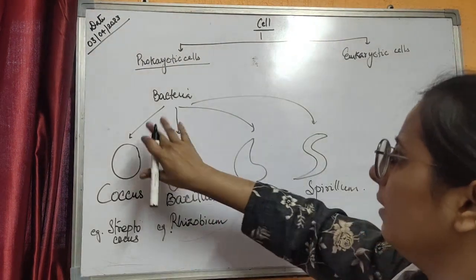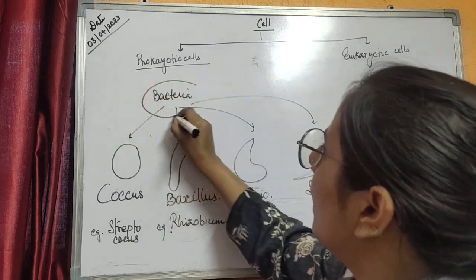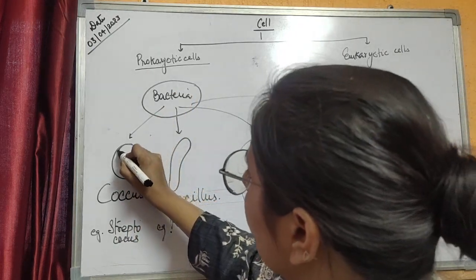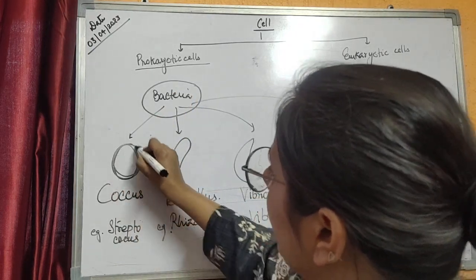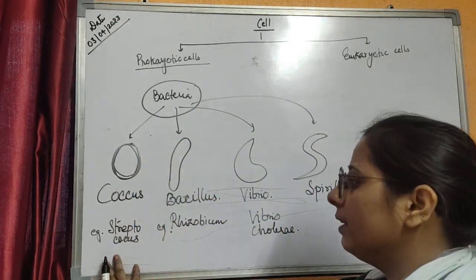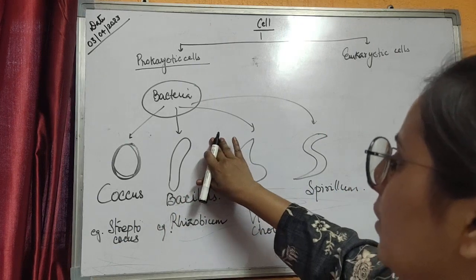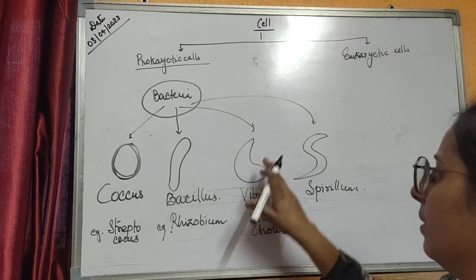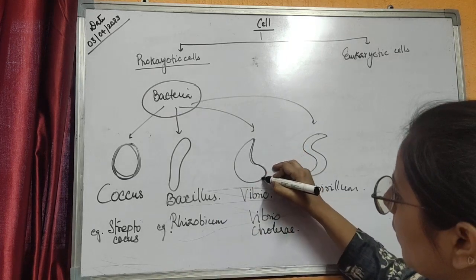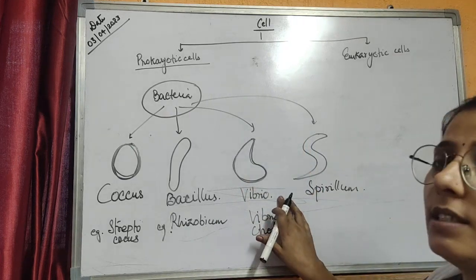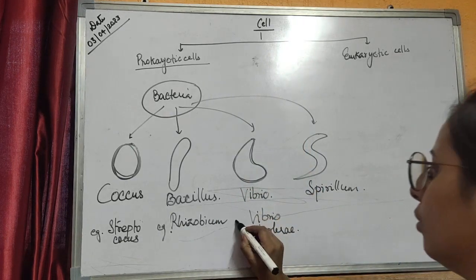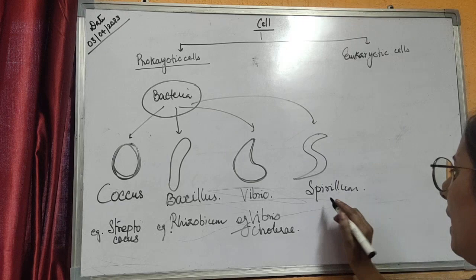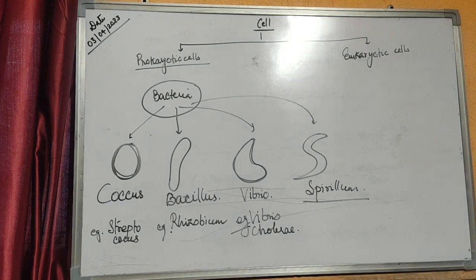Now in prokaryotic cells, the major part includes the bacteria. These bacteria have different types of structure. If it is circular in nature, then it is called coccus, and examples include Streptococcus bacteria. While if it is rod shaped, then it is called bacillus, and that includes the Rhizobium bacterium. If it has a comma-shaped structure, then it is vibrio shaped, and it includes the example of Vibrio cholerae bacteria. And the fourth one is the spiral structure, that is the Spirillum bacterium.